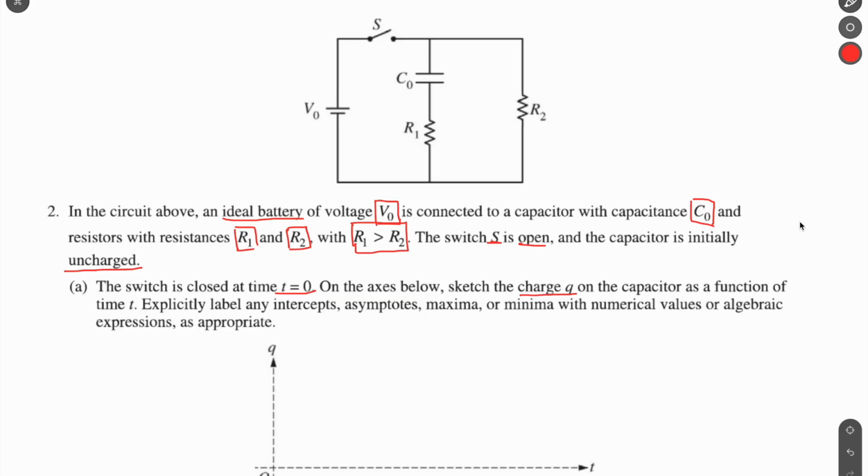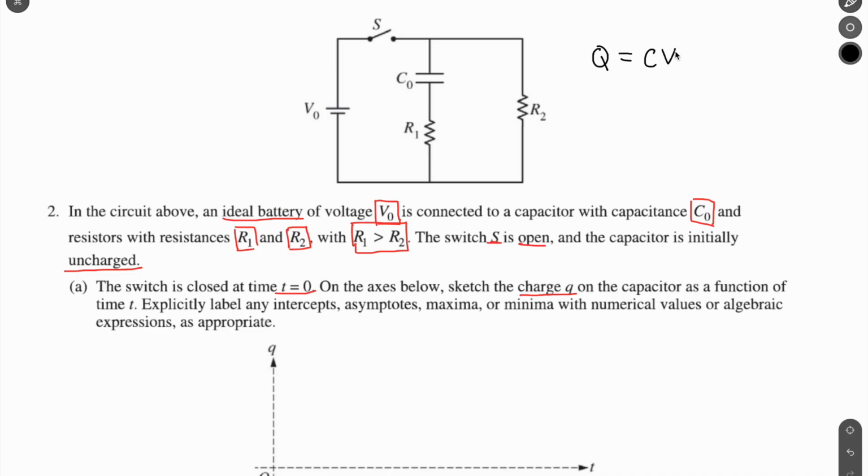In the circuit above, an ideal battery of voltage V initial is connected to a capacitor with capacitance C initial and resistors with resistances R1 and R2, with R1 being greater than R2. The switch S is open and the capacitor is initially uncharged. Part A asks us to sketch the charge Q on the capacitor as a function of time after the switch is closed at time t equals 0, and label any intercepts, asymptotes, maxima or minima with the values or expressions as appropriate.